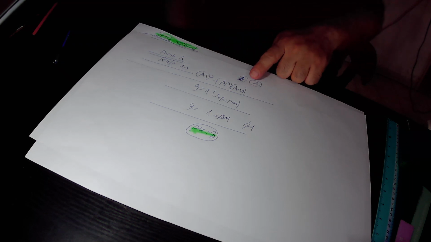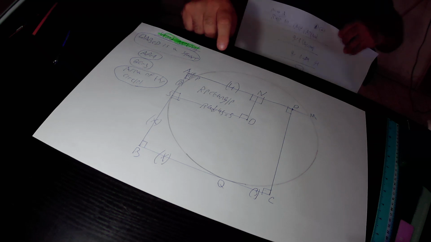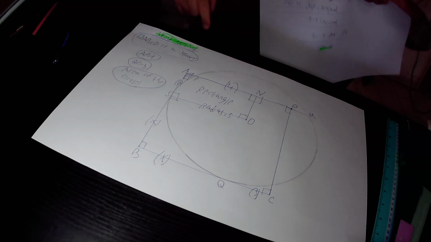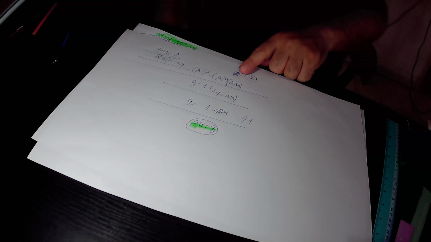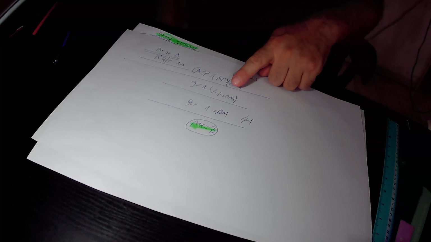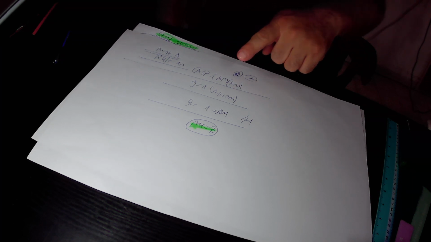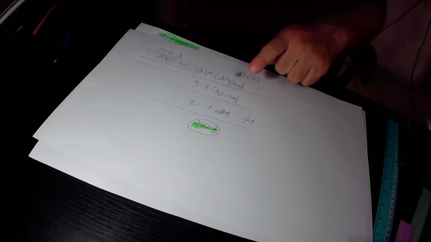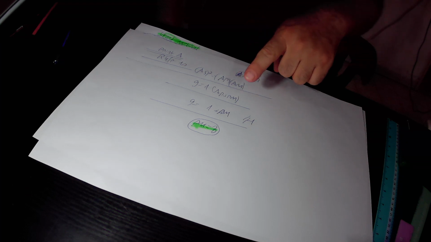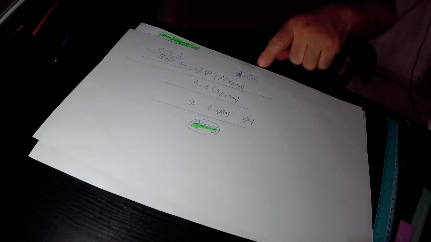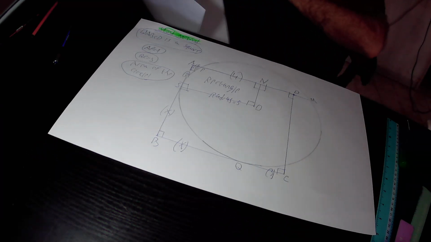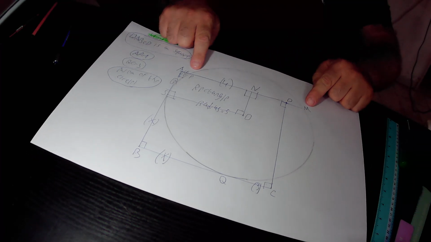AP is 1, and AM equals AP plus PM. So in total, 9 equals 1 times AP plus PM. So 9 equals 1, AP is 1, plus PM. So in total we found that 9 equals 1 plus PM. Here we subtract 1 from this equation, and we find that PM equals 9 minus 1, that is 8. Here PM equals 8 units in its length.